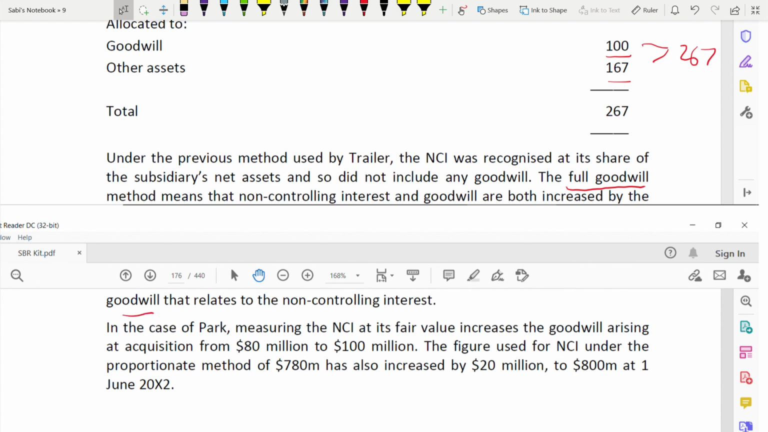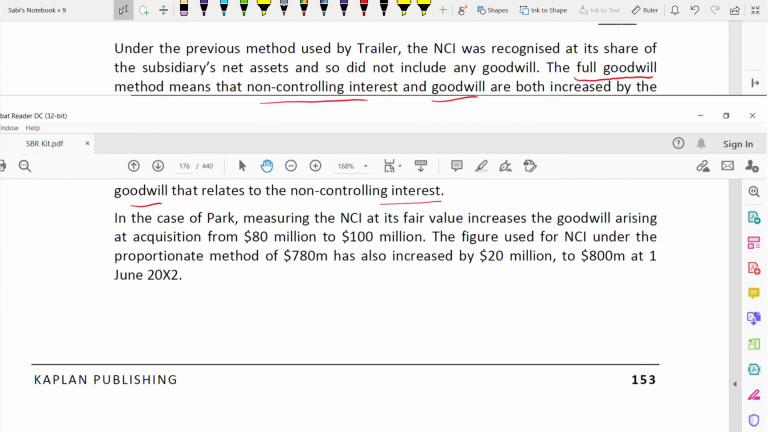You see 80, it increased. That relates to NCI, it will increase. Both NCI also increased, goodwill also increased by the goodwill that relates to NCI linked to Park. In the case of Park, measuring NCI at fair value increases the goodwill arising at acquisition from 80 to 100 million. We saw before it was 80, now it's 100. The figure used for NCI under the proportionate method was 780. But it has increased by 20 million. How? Fair value was 800. So goodwill also increased by 20. NCI also increased by 20, to 800 at 1st of June 2002.